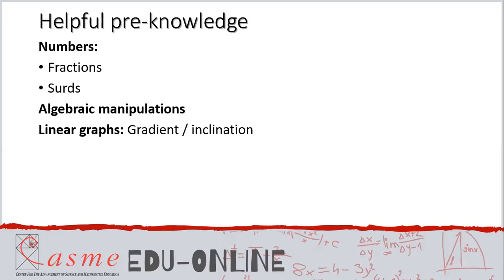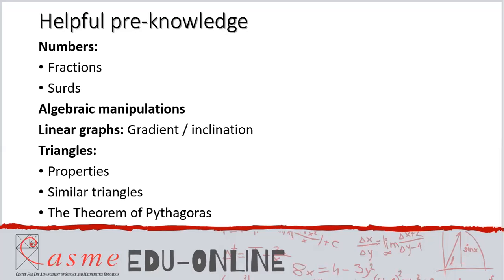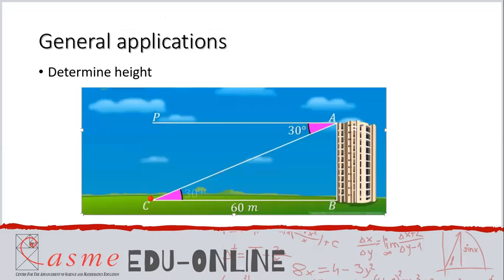Linear graphs. I like doing trig and relating it to linear graphs because in linear graphs we've already done gradient. And one of the trig ratios that we'll be discussing today is nothing but gradient or inclination. With your triangles, know some properties of triangles, know about similar triangles, and also know the theorem of Pythagoras. Well, I'll keep flagging this as we go across, as you go through the slides.